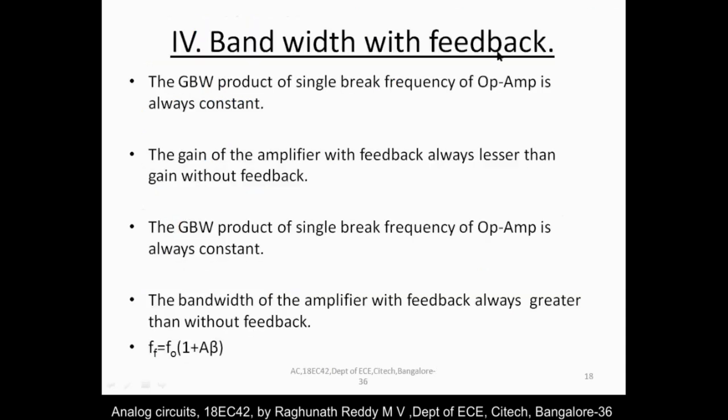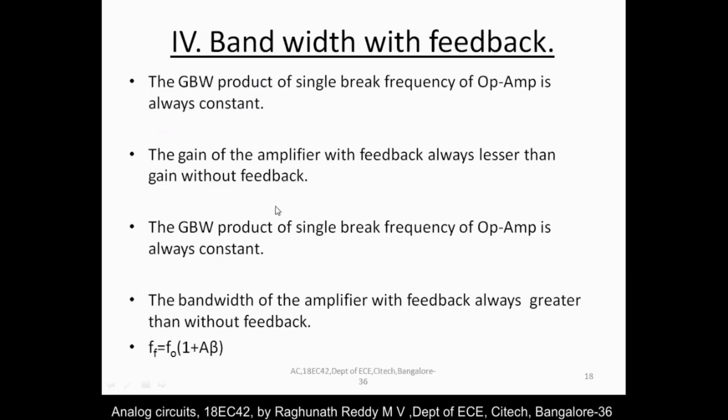Next, bandwidth with feedback. The gain bandwidth product of a single break frequency op-amp is always constant, because after connecting the feedback, the closed loop gain decreases and the bandwidth increases. The gain is decreasing, the bandwidth is increasing. One is decreasing, the other one is increasing, so those two stay constant. So the gain bandwidth product is always constant.